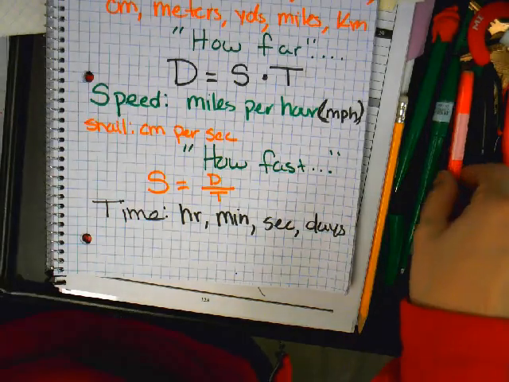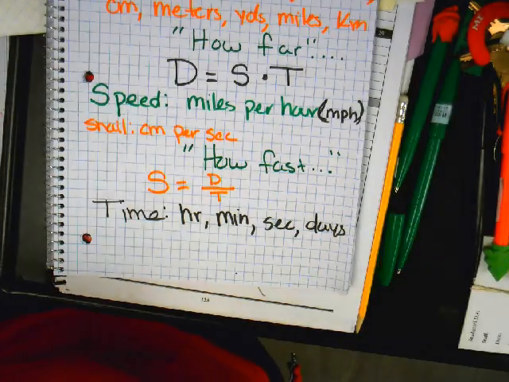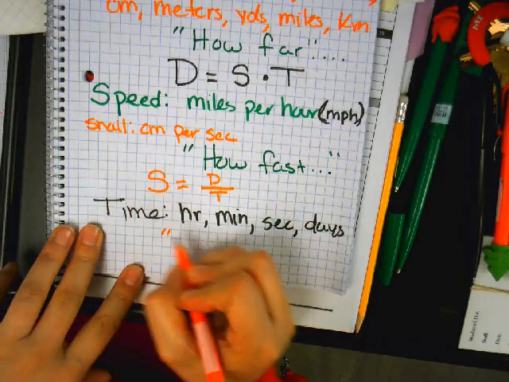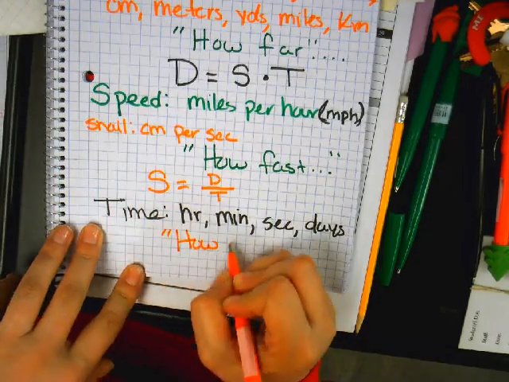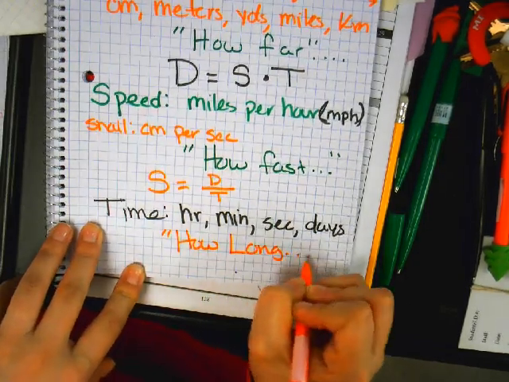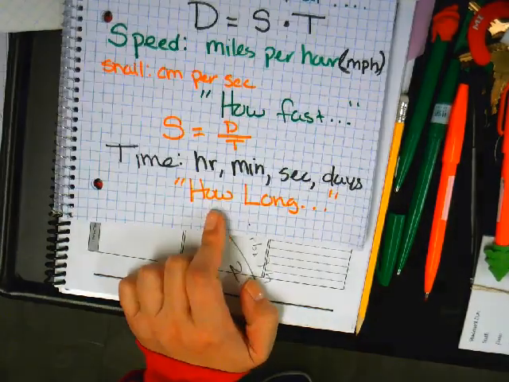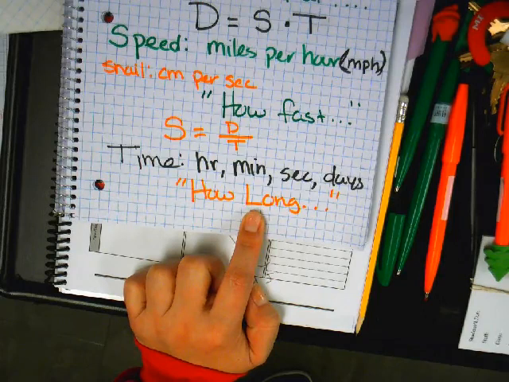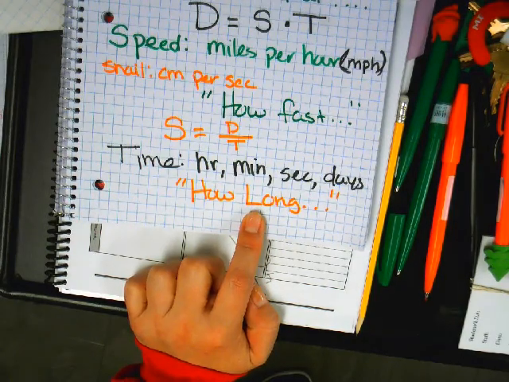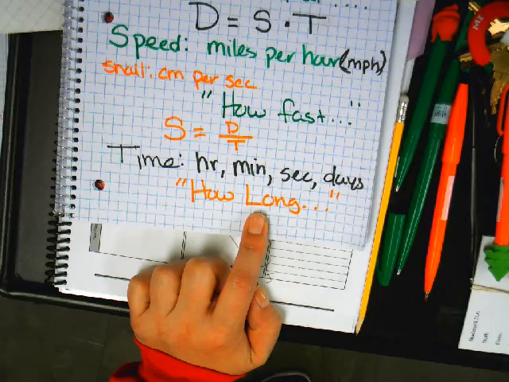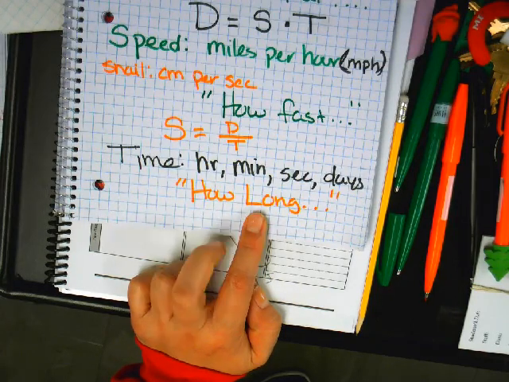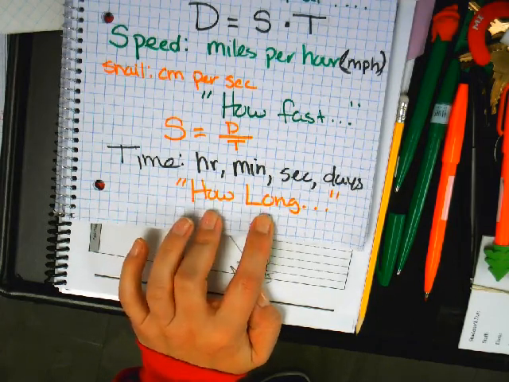Now this one's tricky. This one's the one that confuses a lot of students. When you read how long, that means time. But kids, when they read how long, they think it's a distance. How long is it? No. How long does it take you to walk home?